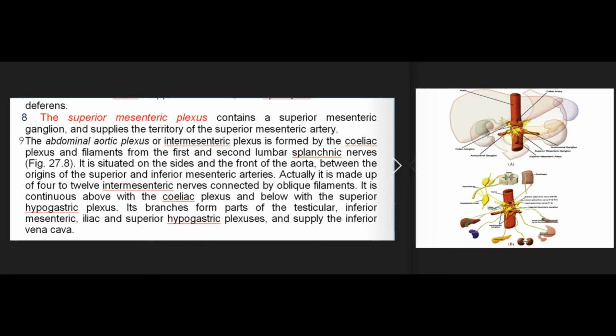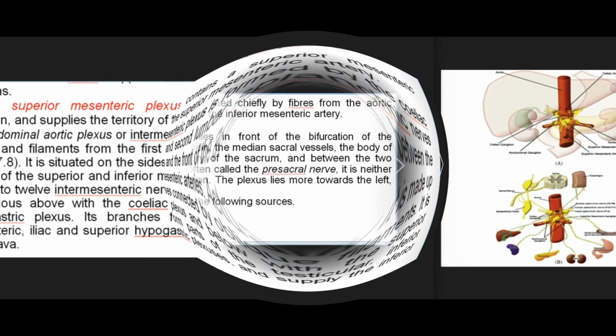It is situated on the sides and the front of the aorta, between the origins of the superior and inferior mesenteric arteries. Actually, it is made up of 4 to 12 intermesenteric nerves connected by oblique filaments. It is continuous above with the coeliac plexus and below with the superior hypogastric plexus. Its branches form parts of the testicular, inferior mesenteric, iliac and superior hypogastric plexuses, and supply the inferior vena cava.